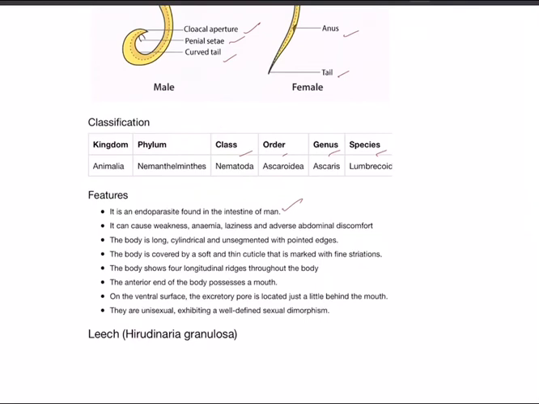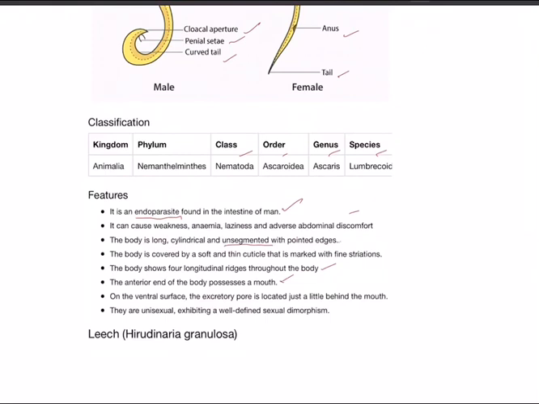Features: it is an endoparasite found in the intestine of man. A dangerous fellow, it causes risk for us. It can cause weakness, anemia, laziness and adverse abdominal discomfort. The body is long, cylindrical and unsegmented with pointed edges. The body is covered by a soft and thin cuticle marked with fine striations, meaning lines. The body shows four longitudinal ridges throughout.